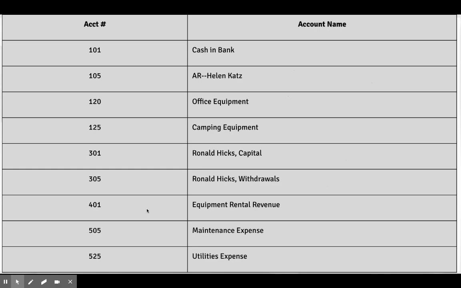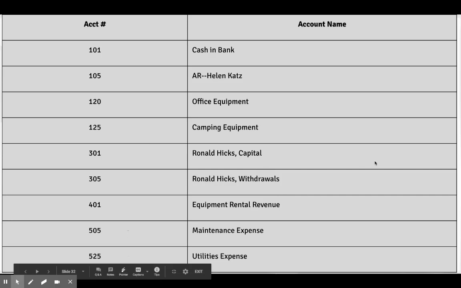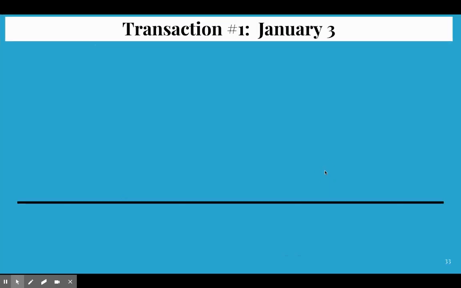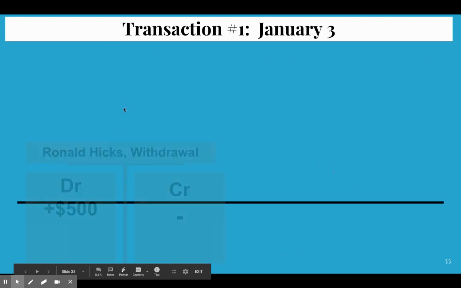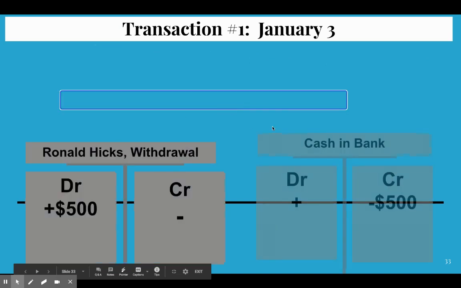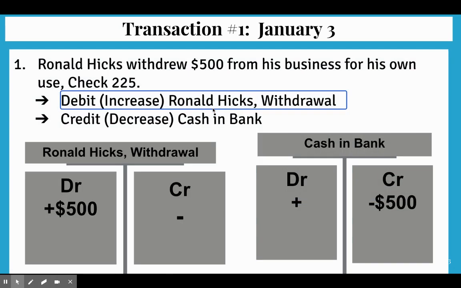So this is what the chart of accounts looks like. Remember that assets begin in the 100s, liabilities 200s, capital 300s, revenue 400s, and expenses in the 500s. It's always important to look at this and the different types of accounts. And here are our transactions that we need to analyze. Oh, they're not coming in order. Here we go.